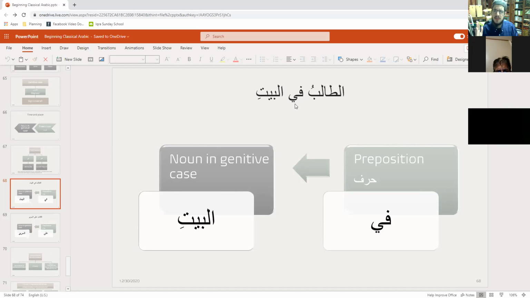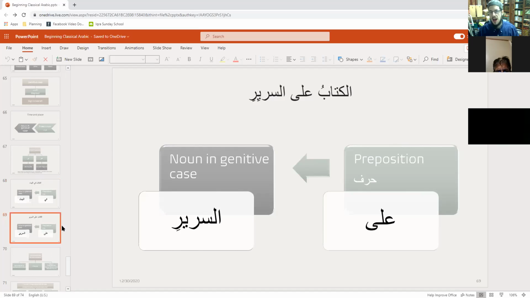Arabic grammar is kind of like dominoes. If you set up certain words, they tip over and affect the words that come after them. So prepositions are like these dominoes. They are going to affect the nouns that come immediately after them. Fi here, the preposition. Al-bayt is the noun. The genitive case is here, al-bayti.